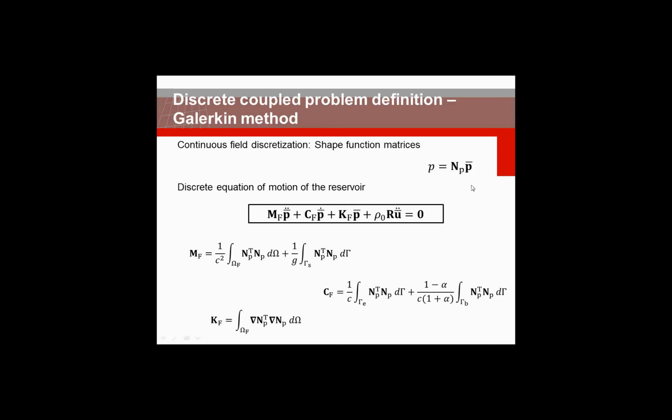When we do that and use a Galerkin method, for example, we can arrive at this kind of equation in which we have a matrix multiplied by the second derivative in time of a vector, plus another matrix which is multiplied times the first derivative of the pressure vector, and so on. And these matrices are called MF, CF, and KF just to have a kind of relationship with the classical definition of a solid equation of motion, a dynamic solid equation of motion.